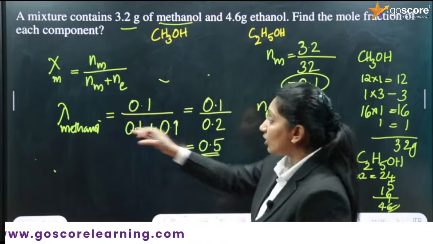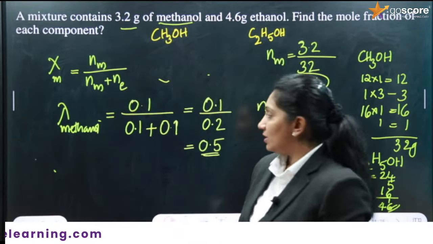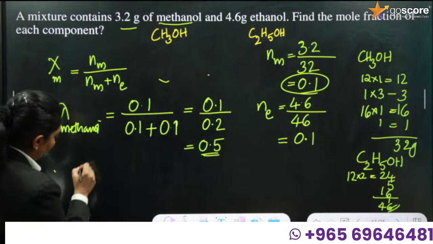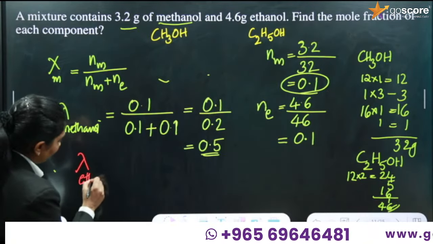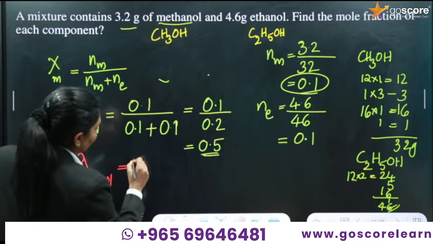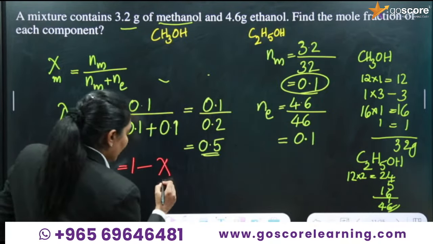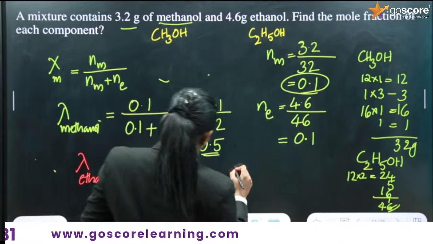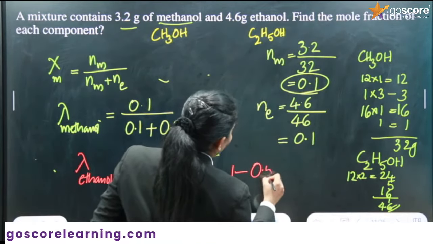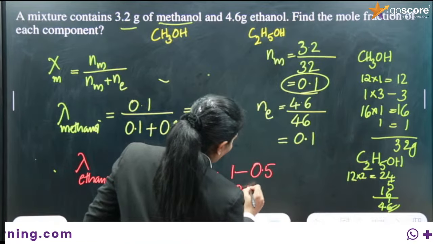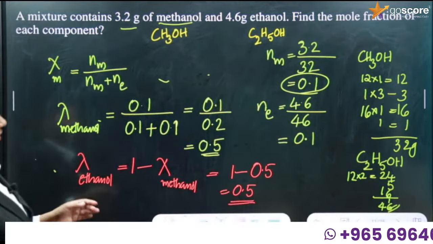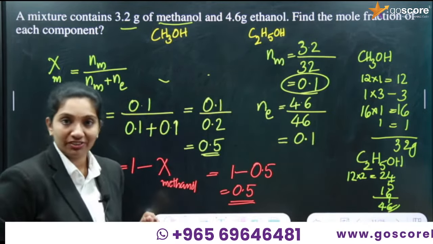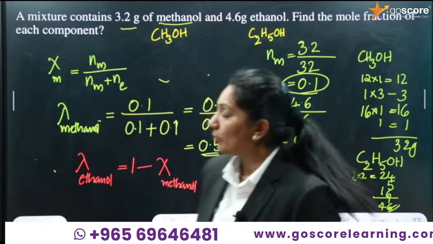Okay. So here we got the mole fraction of methanol. Now how will we find the mole fraction of ethanol? The mole fraction of ethanol is equal to 1 minus chi, or mole fraction, of methanol, isn't it? So what will we get? 1 minus 0.5, that means 0.5. So what is the mole fraction of each component? The mole fraction of methanol is 0.5 and the mole fraction of ethanol is 0.5. Okay, I hope it is clear for you.